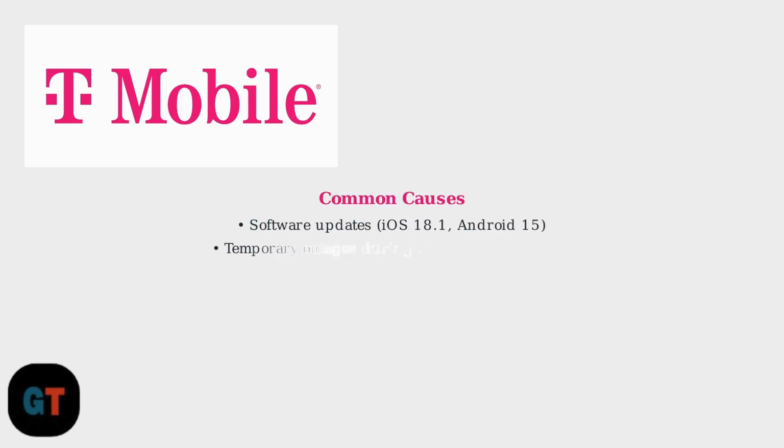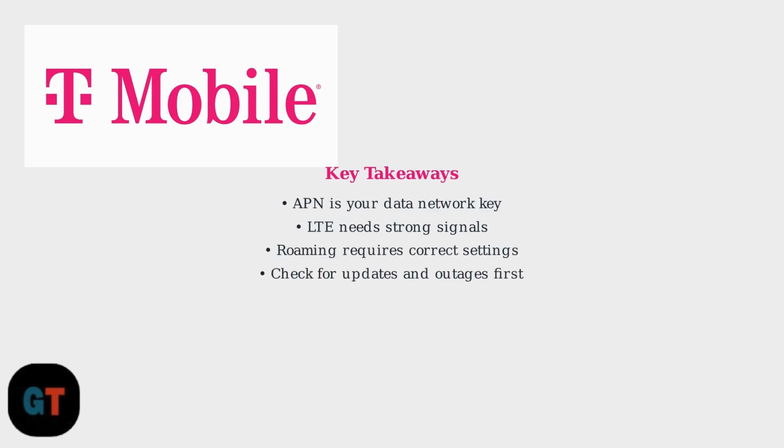The most common causes? Software updates on your phone can sometimes mess up your APN settings. Temporary outages during storms or high usage times can also cause LTE and roaming problems. A quick reset often works, but more on that in a bit. Remember these key points. APN is your data network key. LTE needs strong signals. Roaming requires correct settings. And always check for updates and outages first.